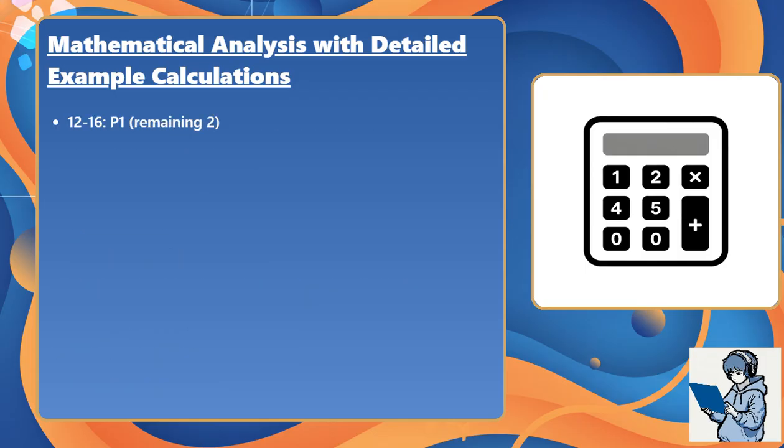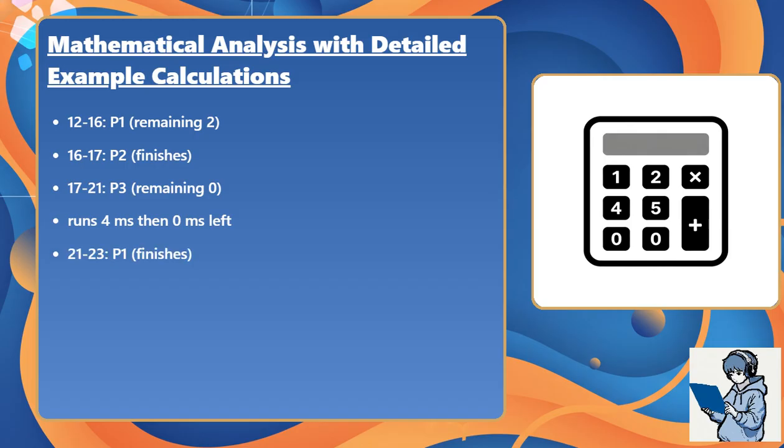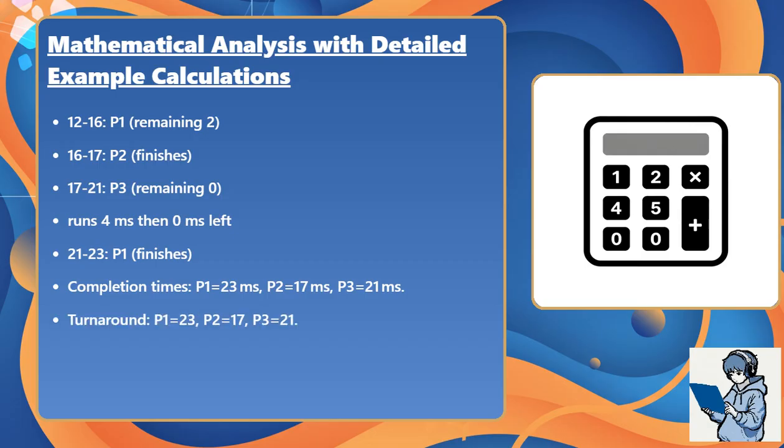12 to 16, P1, remaining 2. 16 to 17, P2 finishes. 17 to 21, P3 remaining 0. It runs 4 milliseconds, then 0 milliseconds left. 21 to 23, P1 finishes. Completion times: P1 equals 23 milliseconds, P2 equals 17 milliseconds, P3 equals 21 milliseconds. Turnaround times: P1 23, P2 17, P3 21.